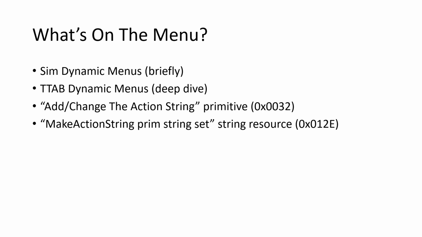There are two types of dynamic menus. One is when you click on a sim and you ask them to kiss someone or whatever, and the other one is when you click on an object and you interact with that. Now, we will look briefly at sim dynamic menus, but we're going to spend most of our time looking at object dynamic menus. And dynamic menus are created from primitive add change the action string 0032 and the MakeActionString primitive string set string resource 012e, and we'll be looking at those.